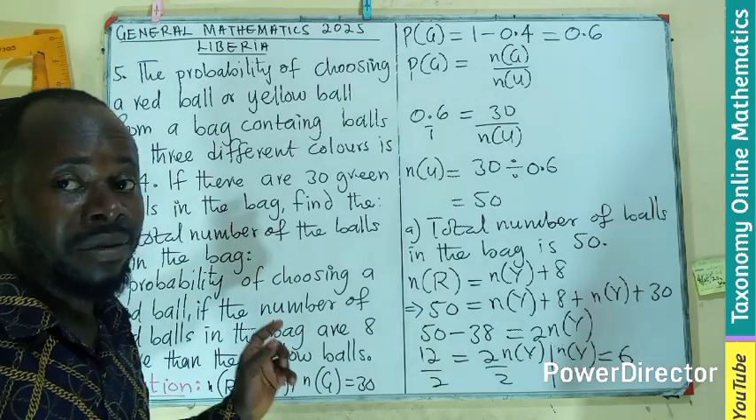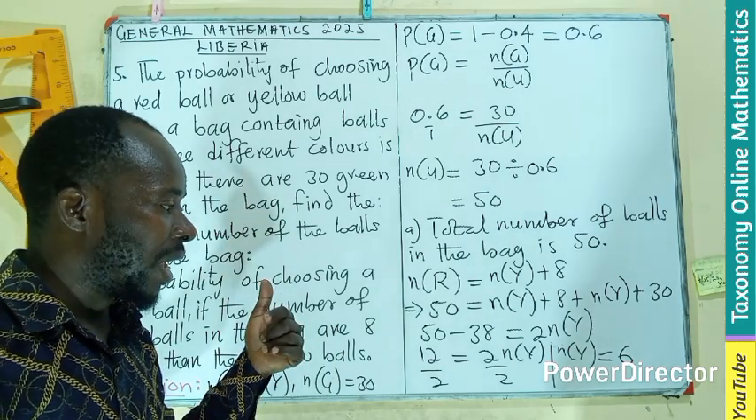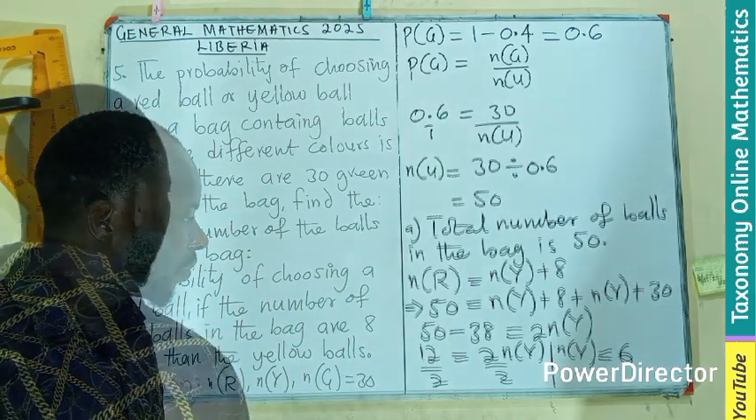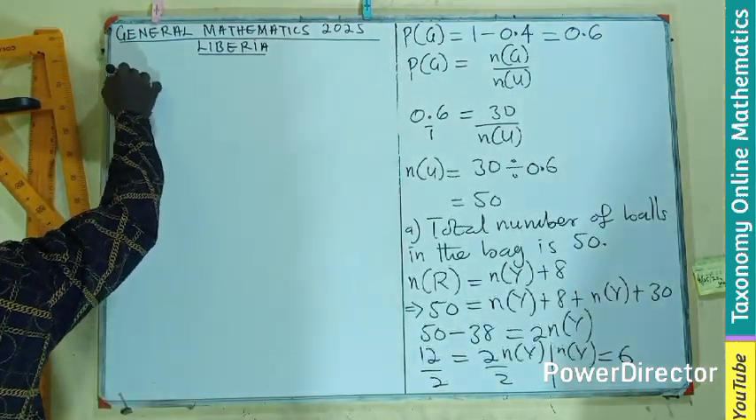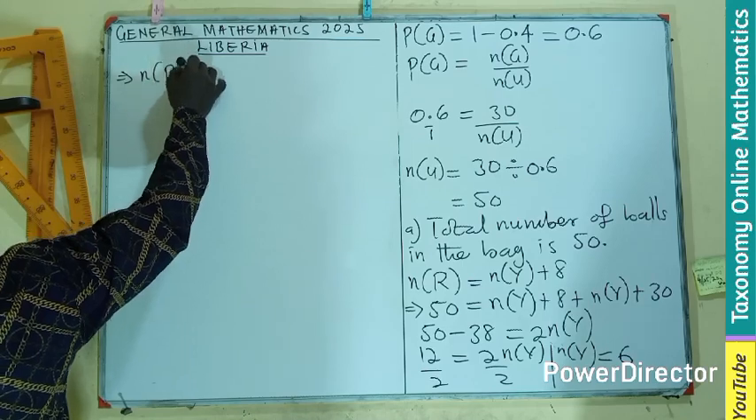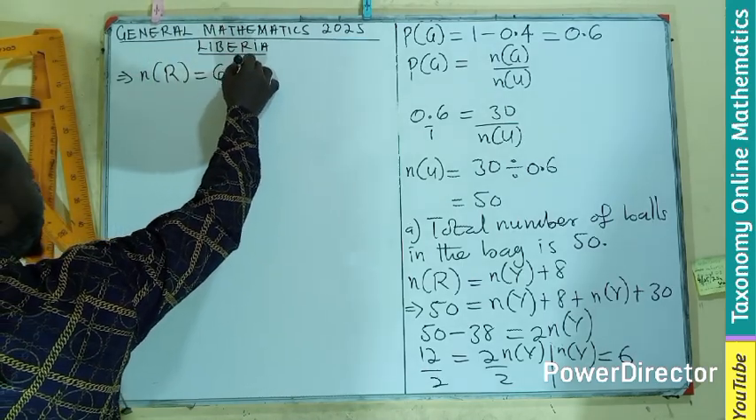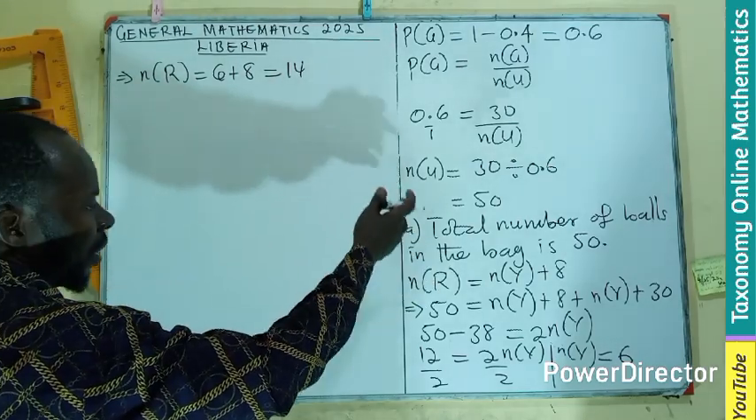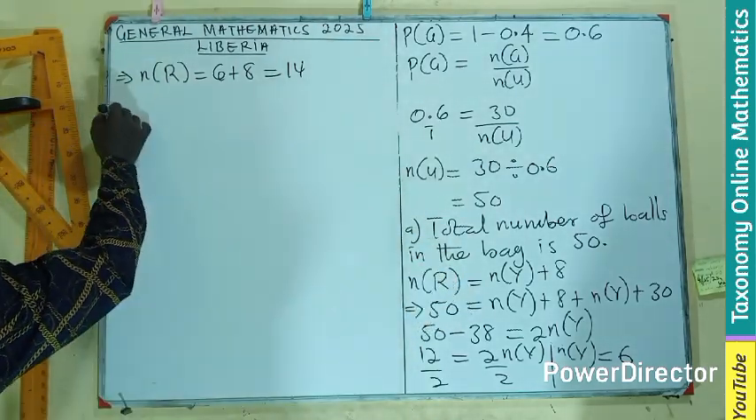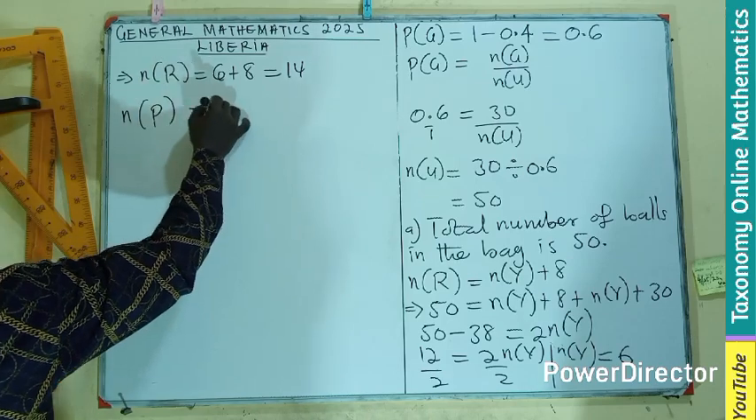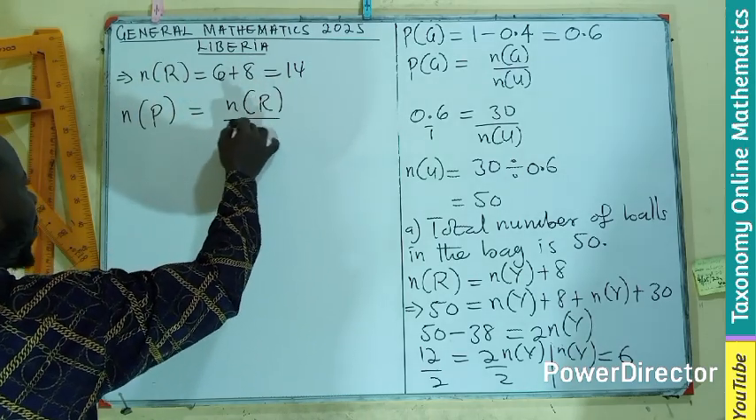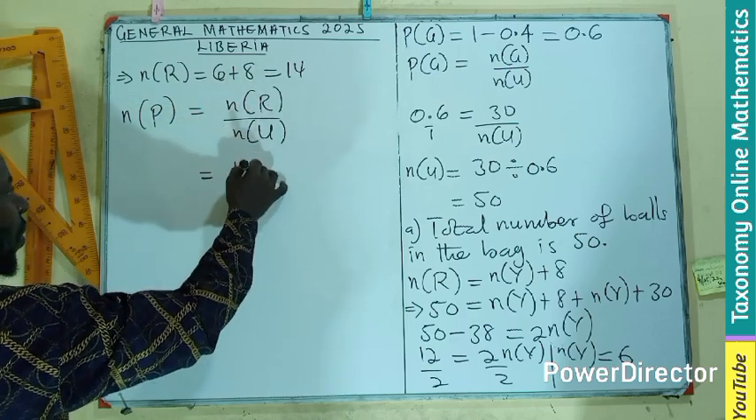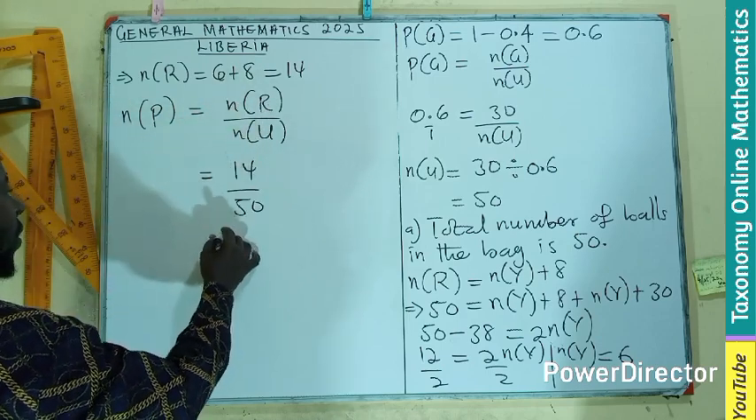That simply means that that of red is going to be 8 plus 6. Let's check that out. So this implies that the number of red will be equal to 6 plus 8, which is 14. The number of yellow is known already. The number of green is known. So looking for the probability of red, which is the number of red divided by the sample space, the number of red is now 14 and the sample space is 50.